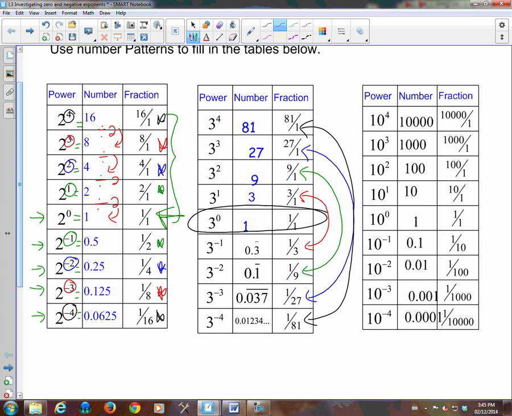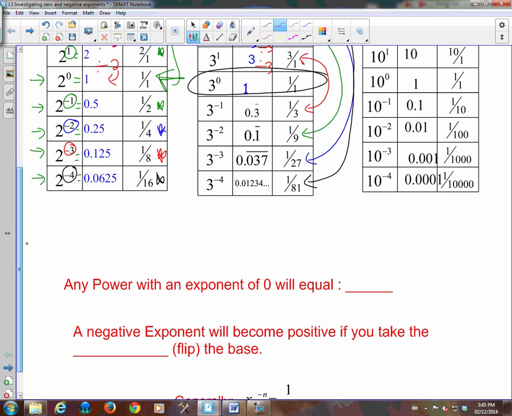And I can do the same with my 3's. I have base of 3, 81 divided by 3 is 27, 27 divided by 3 is 9, 9 divided by 3 is 3, 3 divided by 3 would be 1. So two things are going on here. We're taking a look at patterns to help us understand a zero exponent, and patterns to help us understand negative exponent.